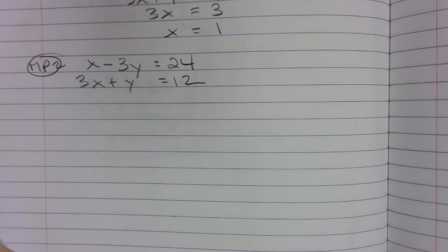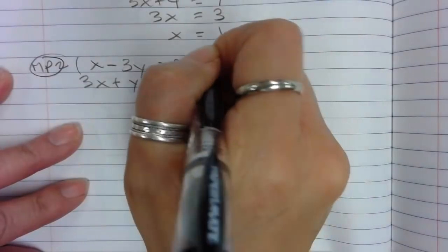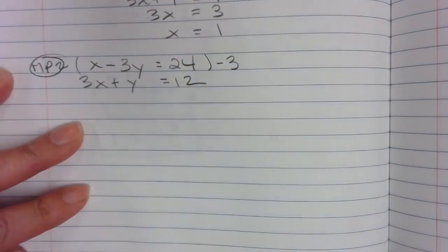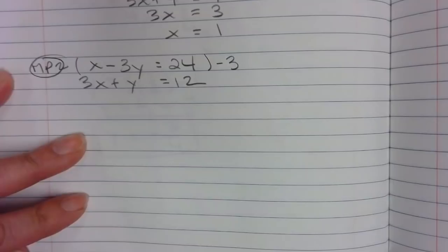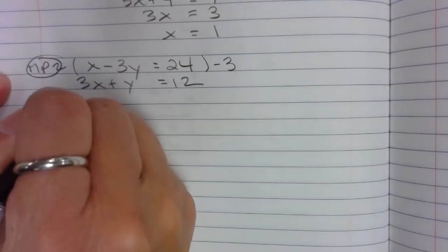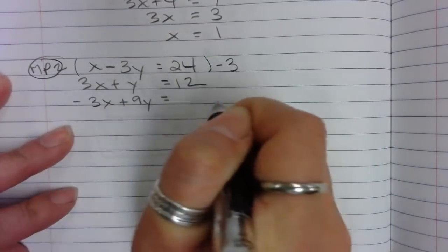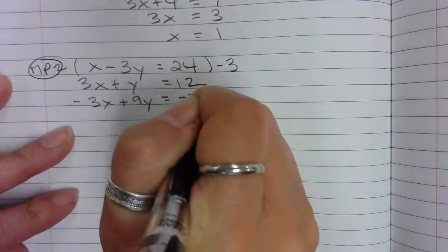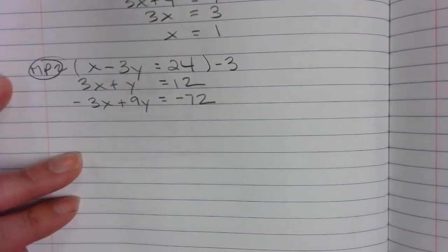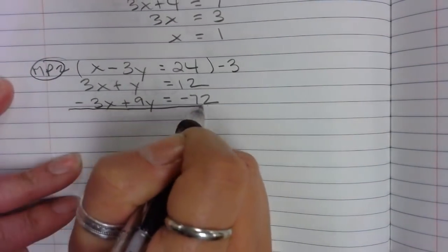Okay, so let's look at it. Which one do we want to eliminate, the x's or the y's? The x's. Let's do the x's. So that means that first equation, what should that x be? Negative 3x, right? Because negative 3 and positive 3. So we're going to multiply this entire puppy by negative 3. So let's rewrite it. Negative 3x plus 9y equals negative 72. Now I'm not going to rewrite the second one. I don't need to.